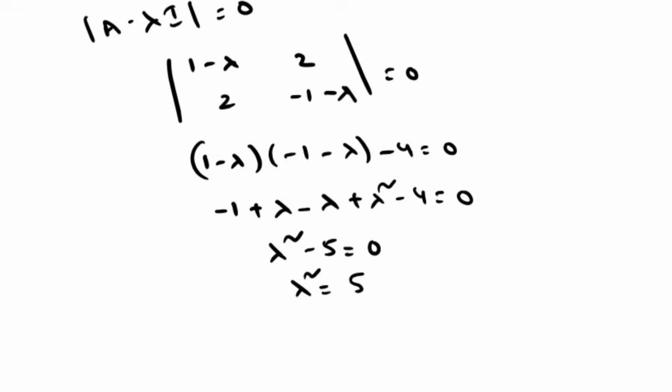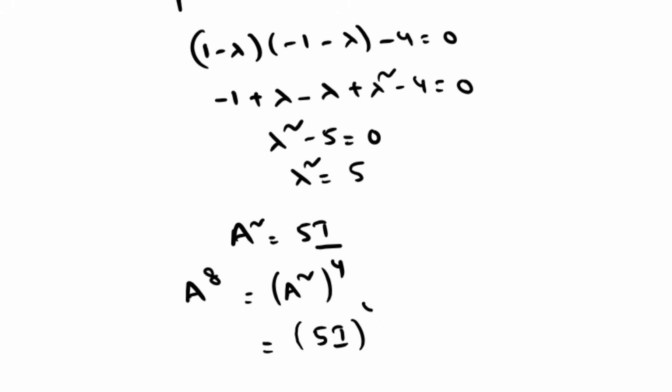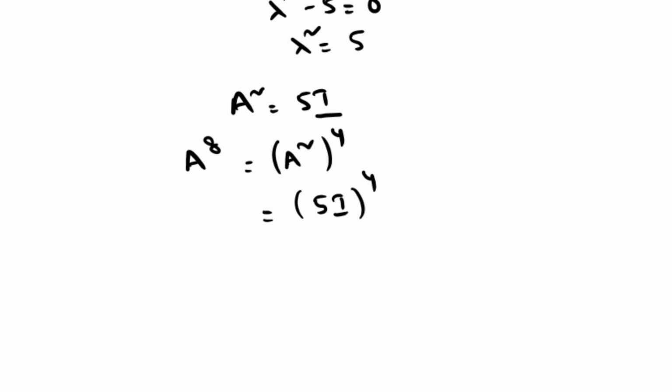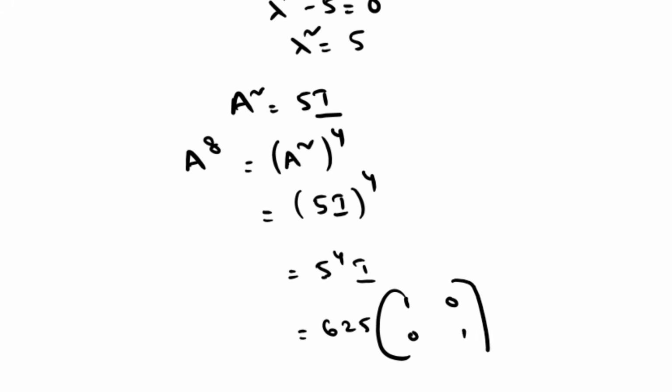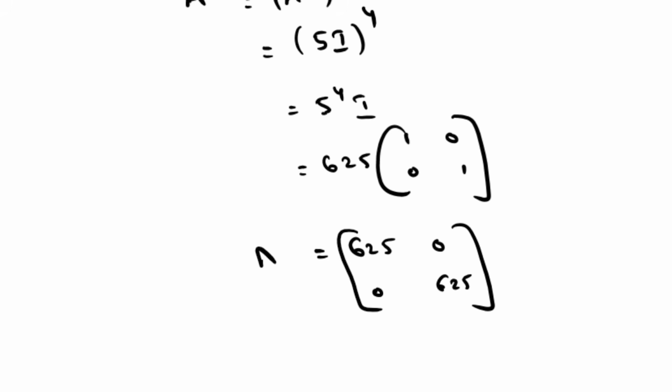By Cayley-Hamilton theorem, A square is equal to 5I. We need to find out A power 8, which is equal to A square whole power 4. In place of A square, you can write 5 I whole power 4, which is equal to 5 power 4 into I. 5 power 4 is 625 into the 2 by 2 identity, which is 1 0 0 1, is equal to 625 0 0 625. This is the value of A power 8.